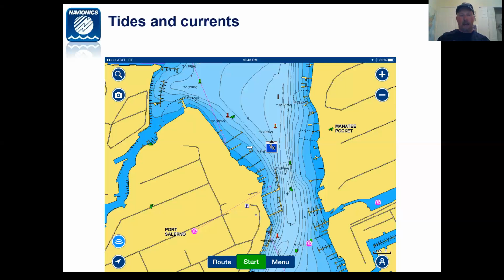Now, one thing with that, go to the next slide here, is with tides and currents in particular. Eventually the next slide.